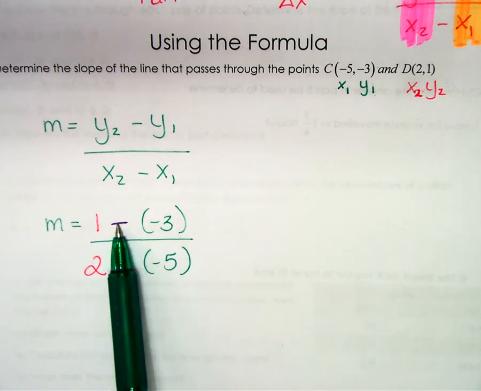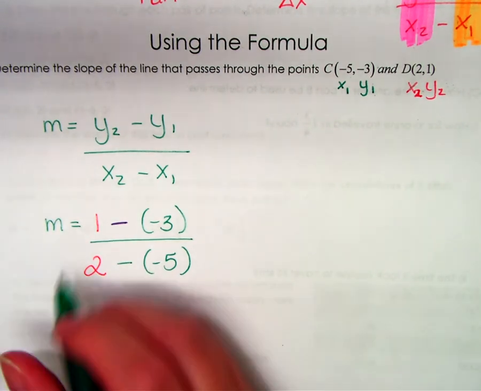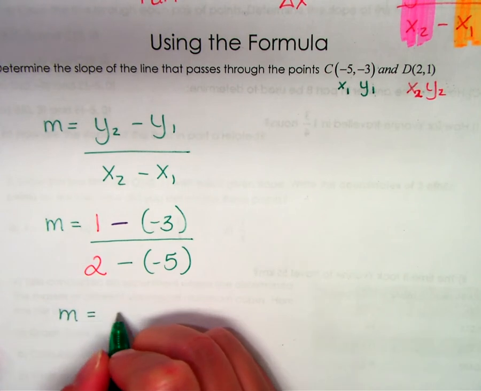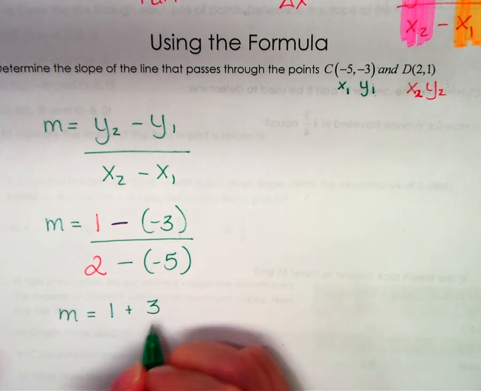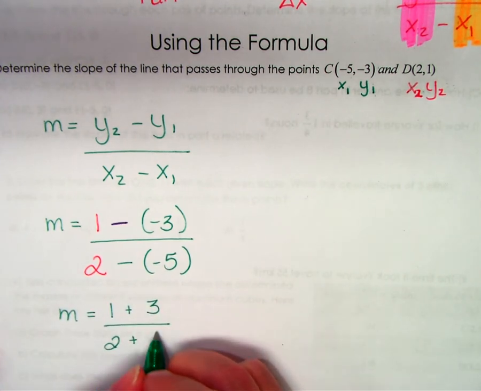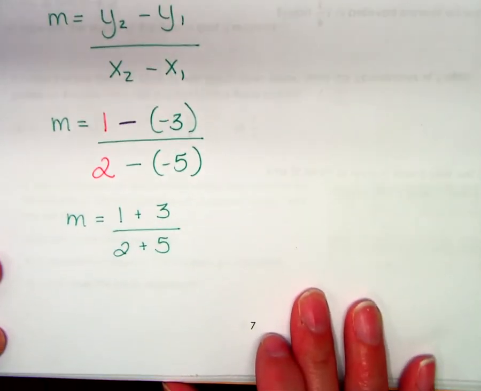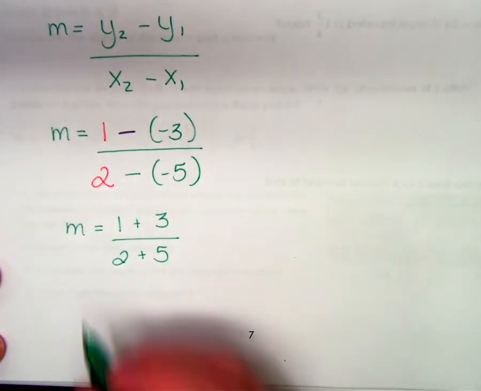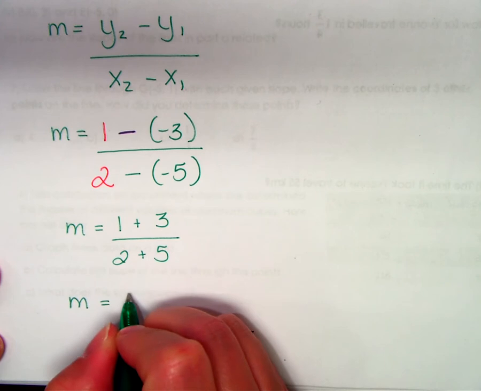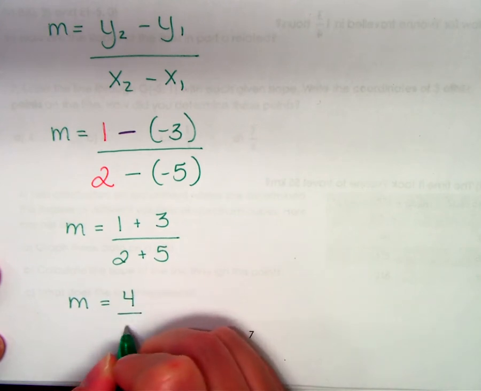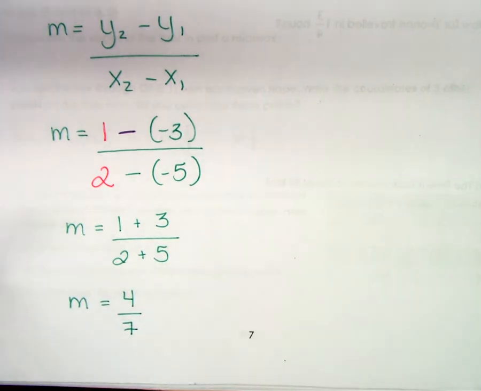Okay. When we're subtracting a negative number, what happens there? It becomes an add. So my slope is 4 over 7. Easy peasy.